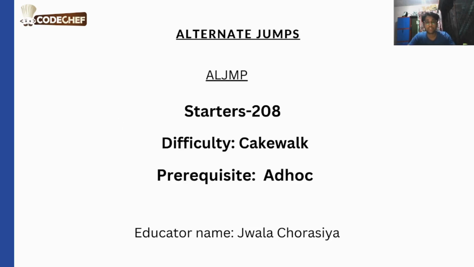Myself Jwala Chaurasia, and today we are going to solve the problem which came in Starters 208. The name of the problem is Alternate Jumps and the problem code is ALJMP. The difficulty rating of the problem is cakewalk and the prerequisite is ad hoc. Let's start with reading the problem statement over here.